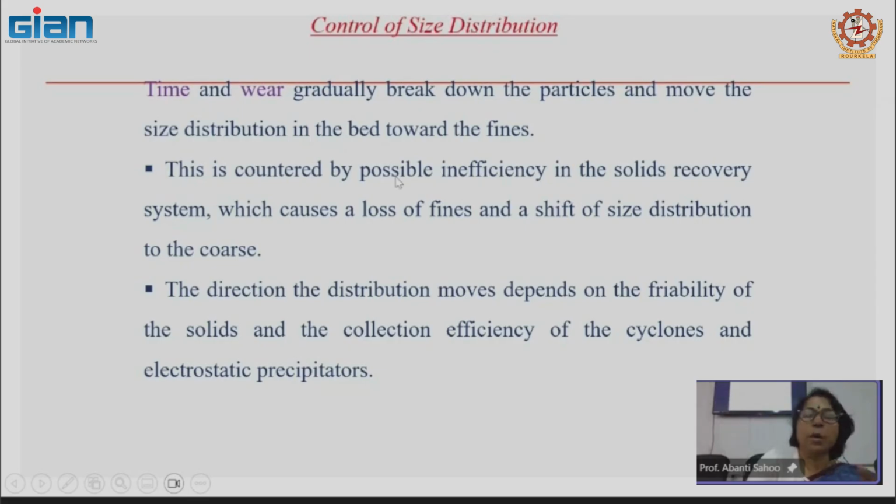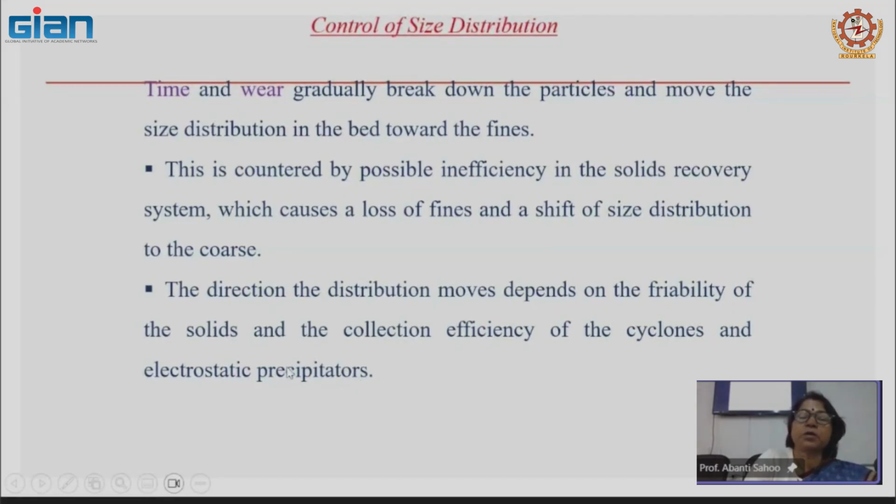So, this affects the efficiency of the reactions, and solid recovery is also affected, and there will be loss of fines due to entrainment. There will be a shift of the size distribution, because we calculate the rate of reaction as per a particular size. If the size distribution shifts towards the finer size, naturally the reaction rate will also be affected. So, the direction in which the distribution moves depends on the friability of the solids.